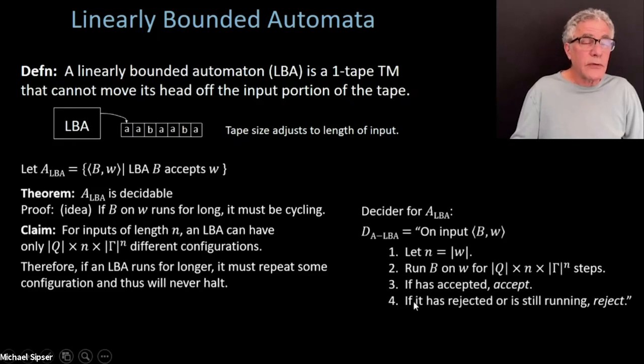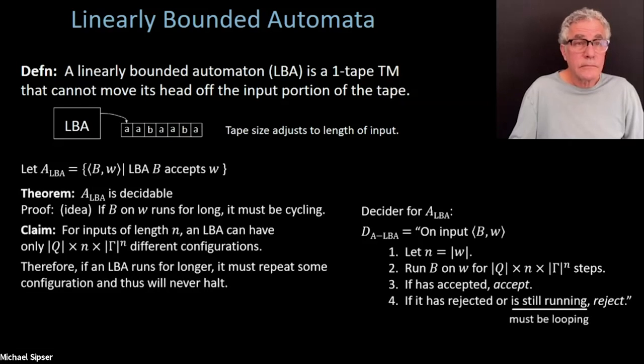So the decider is going to be hopefully clear at this point. You're given B and W, so this is the decider for A_LBA. It's going to run B on W for this number of steps. If it's accepted by then, you accept, and if it's rejected or it's still running, then you can reject. And if it's still running at this point, it's never going to accept. All right. Any questions on this?